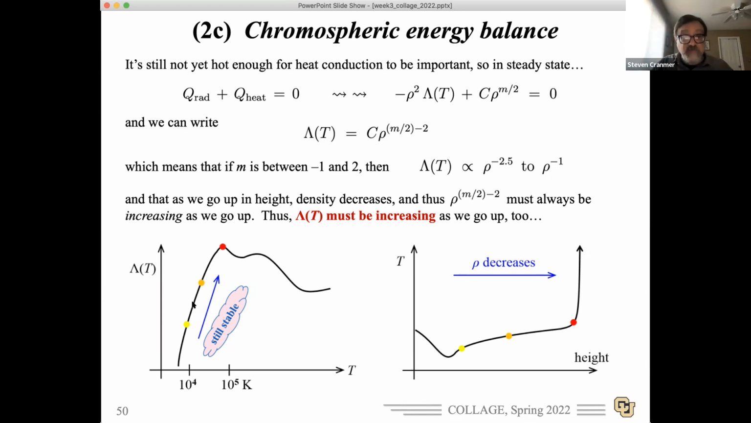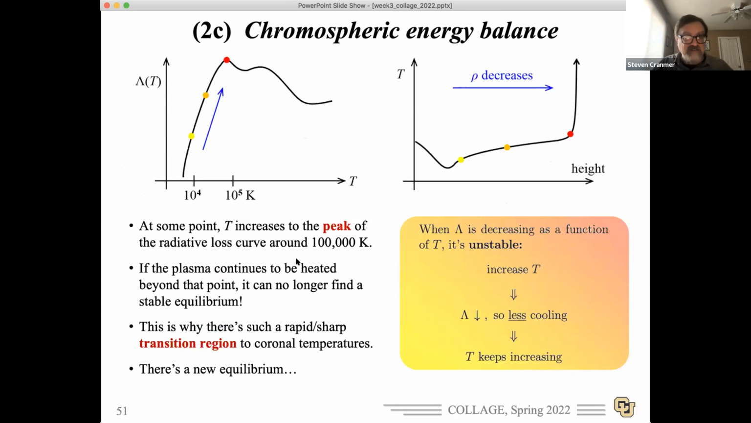So that's sort of stable, like the photosphere is. But this other side is not, right? Once you reach this peak that's around 10 to the 5 Kelvin, there's really no more stable equilibrium, because if you're now on this side, you increase the temperature a little bit, you decrease the rate of cooling, so there's less cooling, which means the temperature will want to keep increasing.